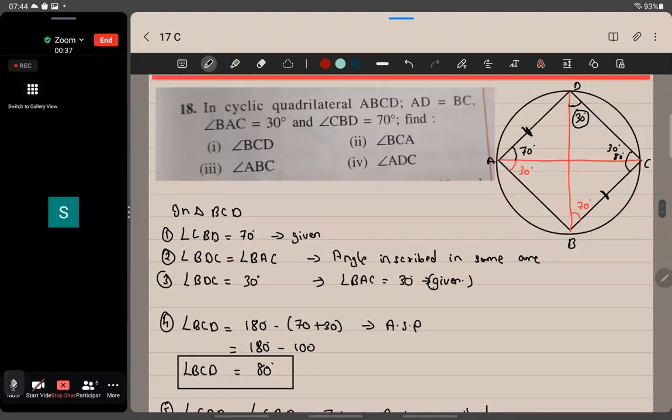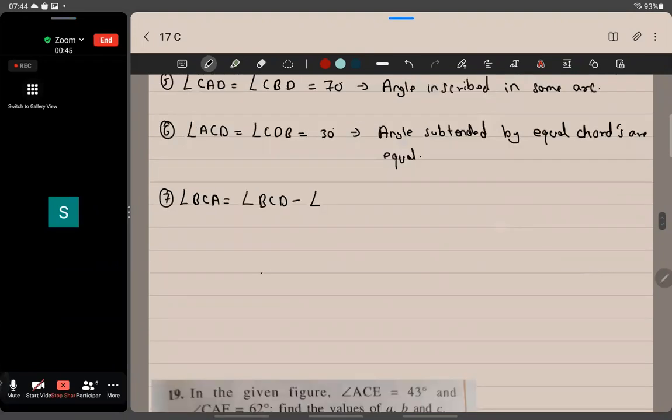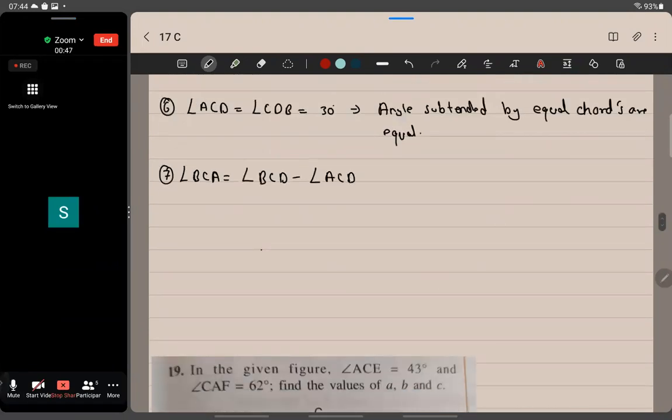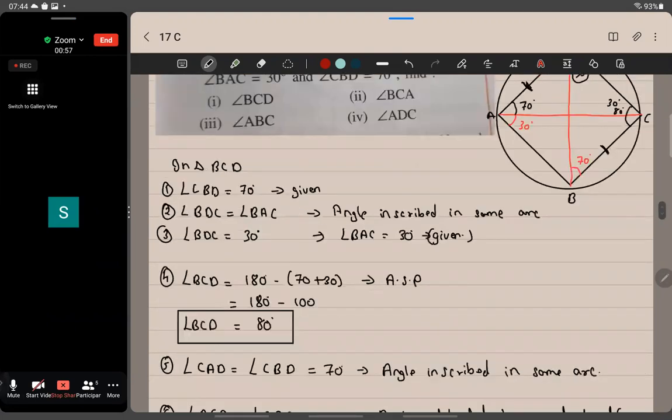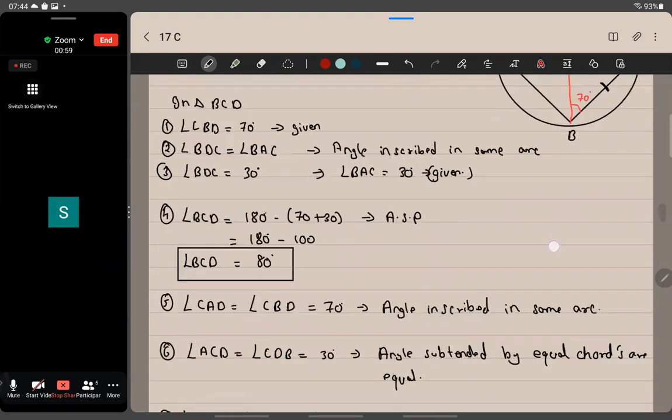Now, BCA, how to find BCA? From BCD, that is 80 degree, we are removing ACD. So that is equal to 80 minus 30, that is equal to 50 degree. So BCA is 50 degree. We got BCA. That was the question.